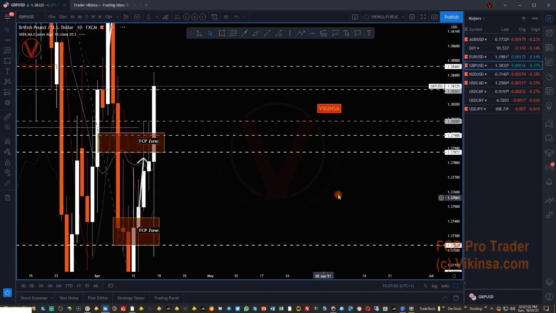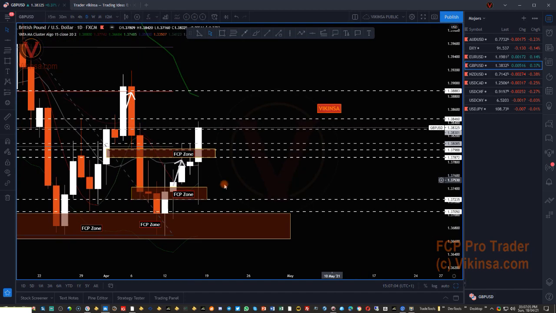Then let's go to the daily time frame. On daily time frame, it is still looking very bullish. The market tried to fool a lot of traders, and then started to go higher. So I'm expecting it to continue going higher. If the dollar keeps on going down, then it will continue to go higher.